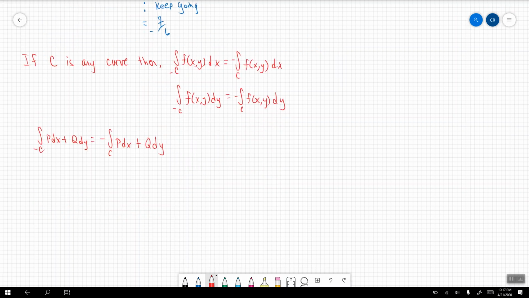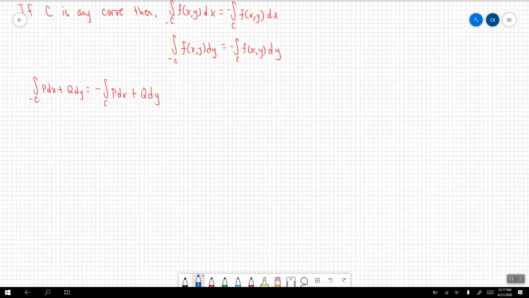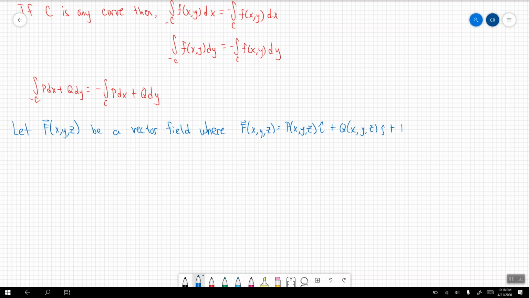Alright, now, one of the last items that I want to focus on here is that I want to create this vector field. So I'm going to say let f of xyz be a vector field, where f of xyz is going to be defined as some p function that has possibly 3 components, some q function that has, again, possibly 3 variables, and some r function that, again, possibly has 3 different variables. Alright, there we go. And so a vector field where this happens. Alright, good.